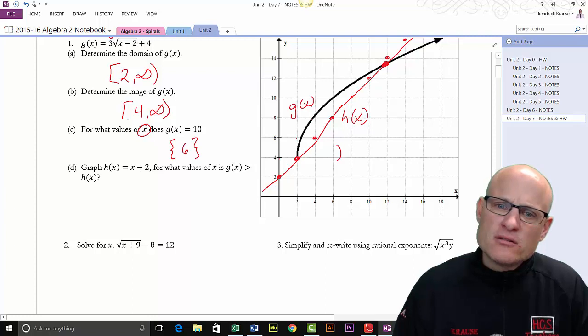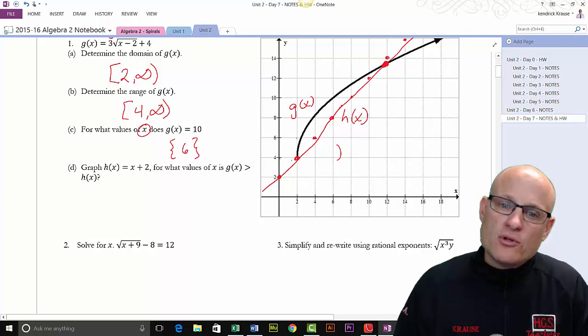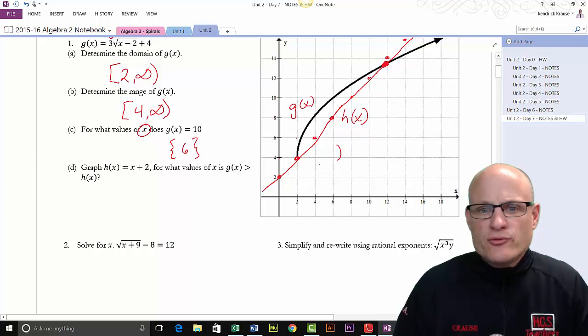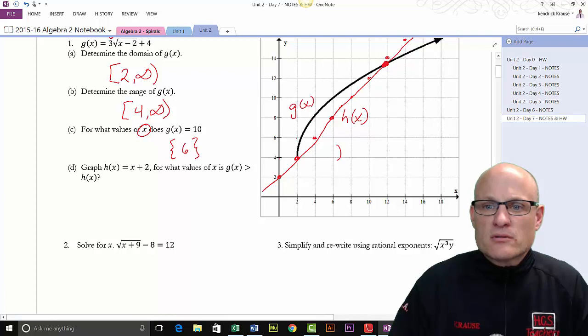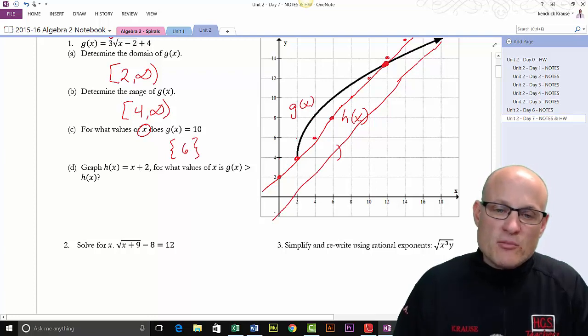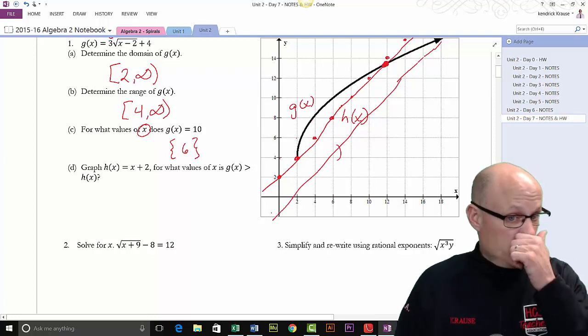Hold on. Seems like I'm off here. Up 2, over 2, up 2, over 2, up 2. I guess it's drawn right. It just doesn't look right for some reason. At any rate, I think I meant to put minus 2. I wonder if I meant to put minus 2 on that thing. Because if I do minus 2, that's actually better. That's actually a better function.